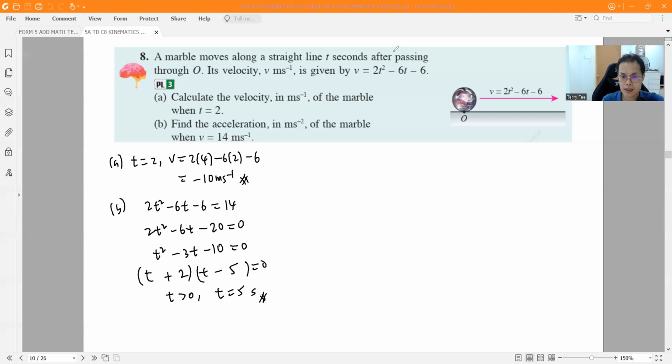But this is not what I want, guys. I have not done yet. I need to take this and find my acceleration. So my acceleration function can be found by differentiating my velocity. When you differentiate, you should get 4t minus 6. Put 5 inside. All right, you got 20 minus 6, which is 14 m/s squared.